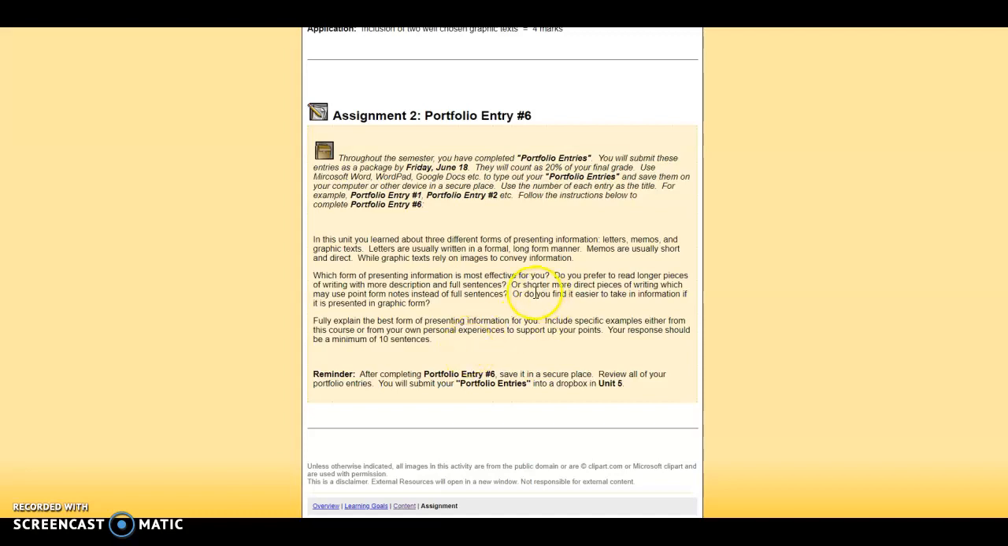The same thing goes if you choose shorter pieces of writing. Provide examples to support that. Or if you choose graphic texts and you say you like to get information in graphic form, give me specific examples. You're writing about yourself. So again, make sure you're using examples that relate to you. Okay? As always, you want to have at least 10 sentences, and you're going to save this portfolio entry and you're going to submit it with all of the other portfolio entries in Unit 5. If you have any questions about this activity, please let me know.